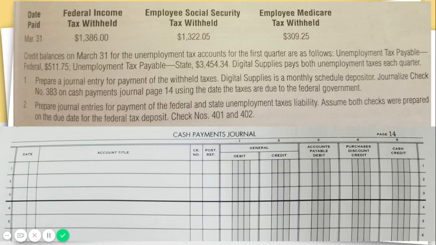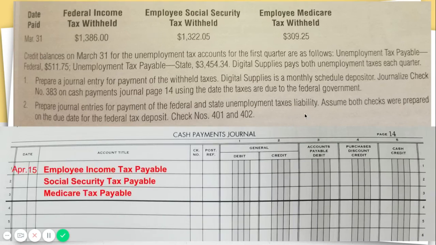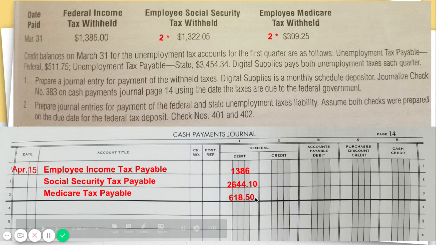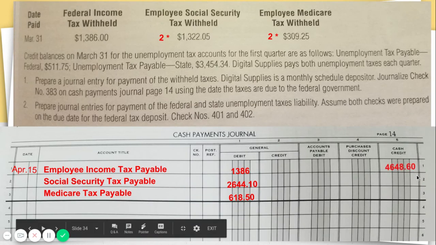So let's begin. So we will be depositing on the following month on the 15th for the employee tax payable, Social Security, and Medicare. So we have $1,386. Social Security needs to be times 2. Times 2. Give us $26.44. Medicare, we'll times 2. And give us $618.50. Again, these are on the debit. To balance them out, we add these three together to give us our cash credit.